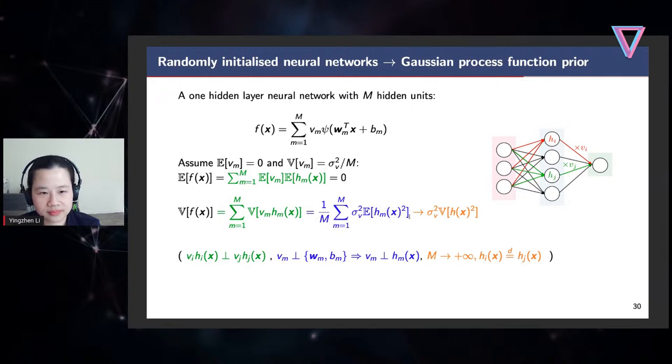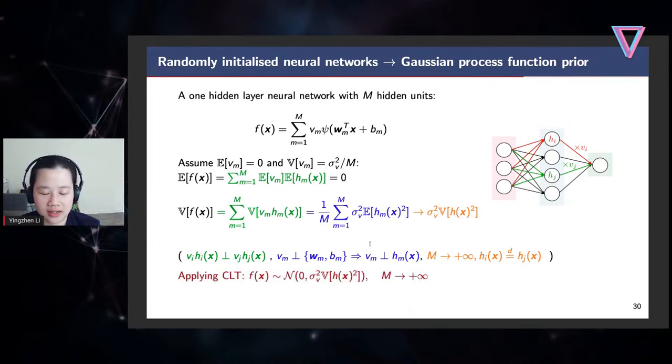I should also say that there is a slight mistake here. Depending on the activation function you use, the second moment of the hidden units might not be equal to the variance. But the point here is that if you make M go to infinity, and remember that these hidden units are IID, independently and identically distributed, then essentially you can apply the law of large numbers to conclude that this will converge to some value.